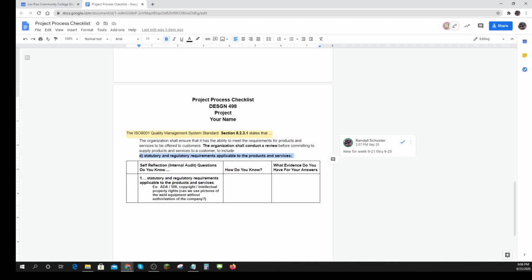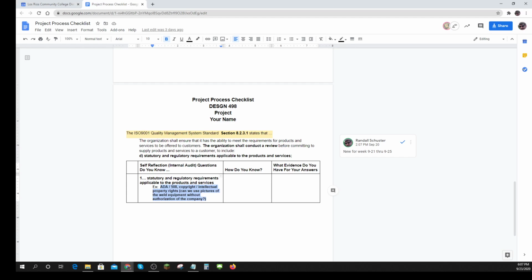And there's other things besides software too. There's pictures, there's written words, there's music. All of these have statutory and regulatory requirements that might meet them. And so here is a list of some of them, and you should become familiar with these terms. You need to go look these up if you don't already know them.